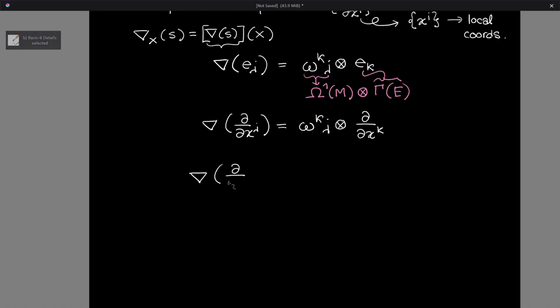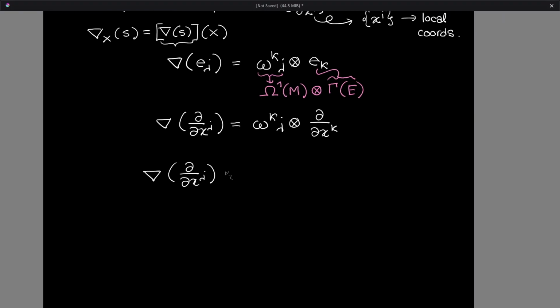So partial x_j. This is something of this type, right? So we're going to coordinate decompose this one form. Then what do we get? We get nabla of partial x_j. I'm going to write it in one way and then we're going to rewrite it. We're going to say e_i tensor dx, or sorry, epsilon^i. So this is a coordinate decomposition.